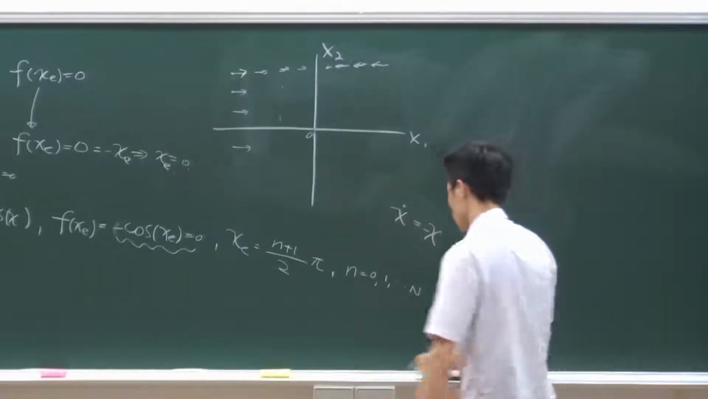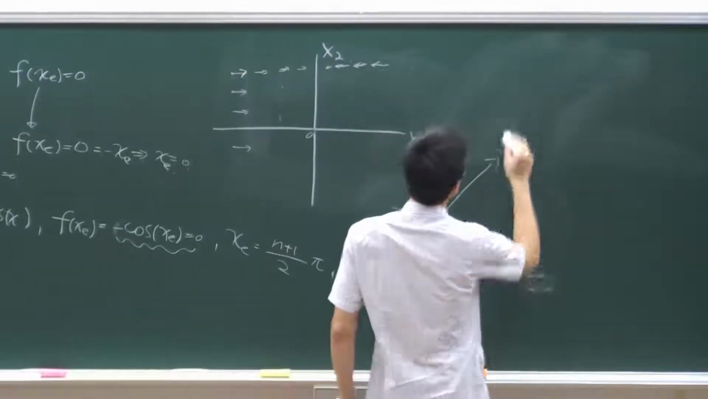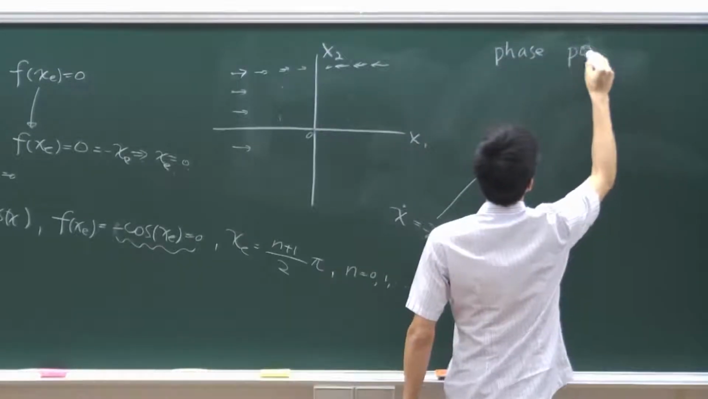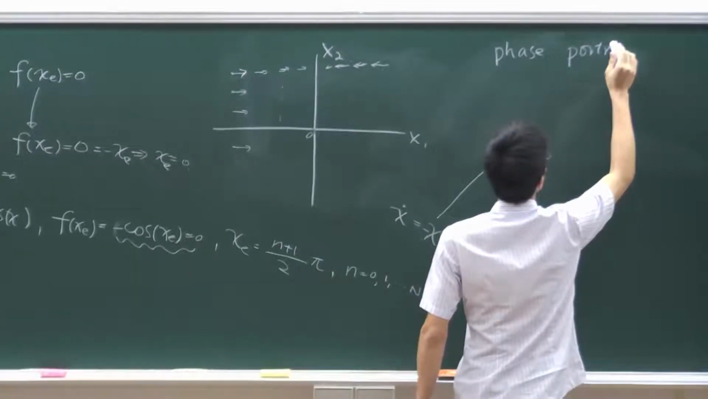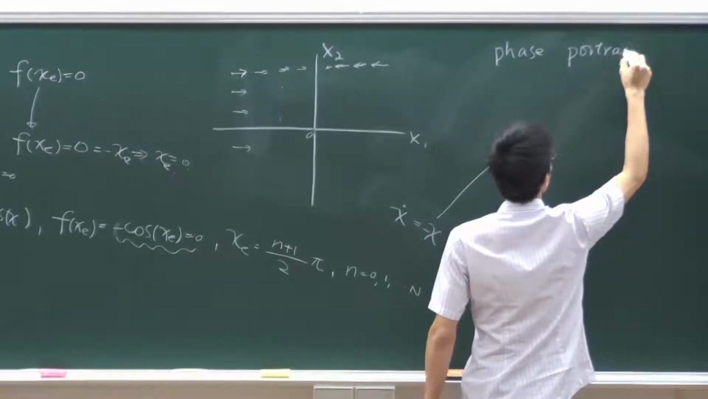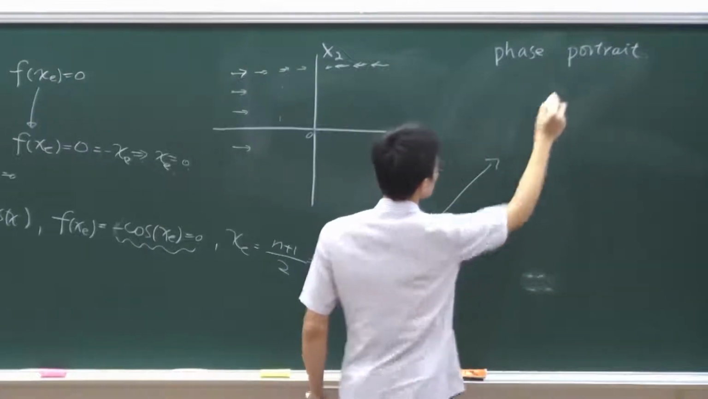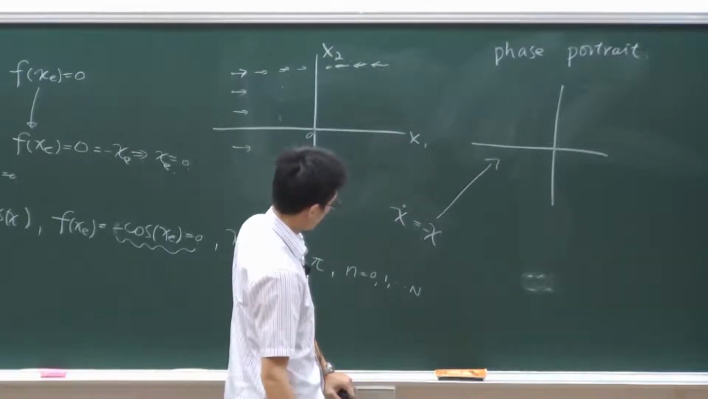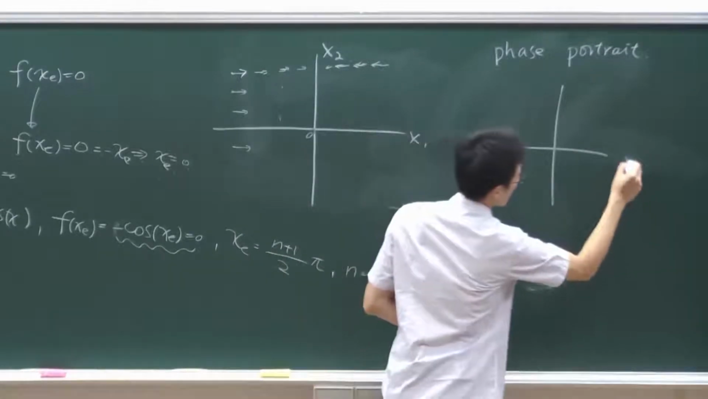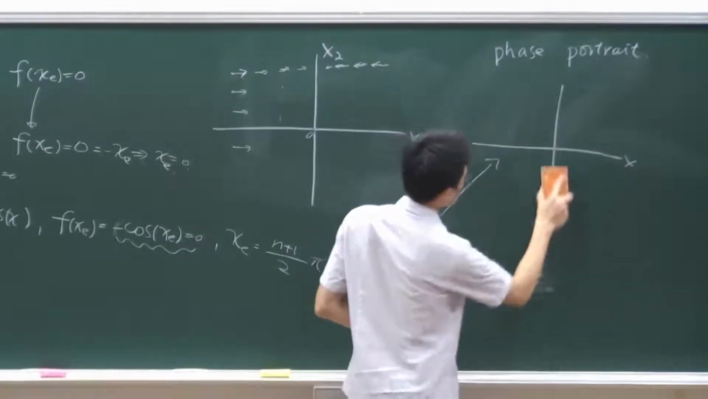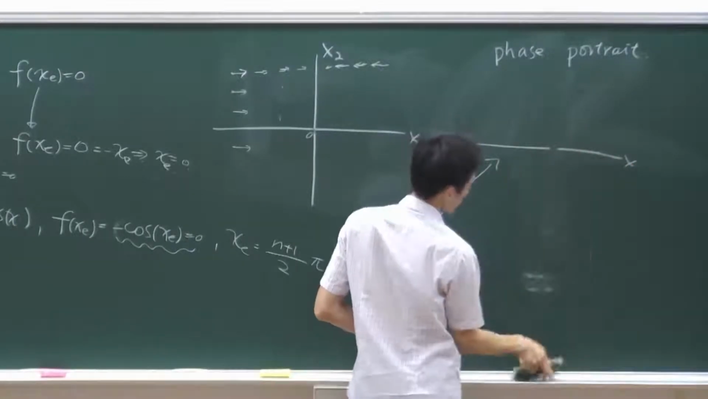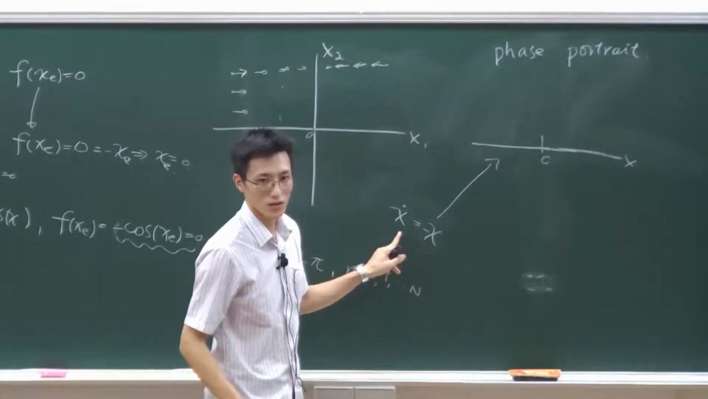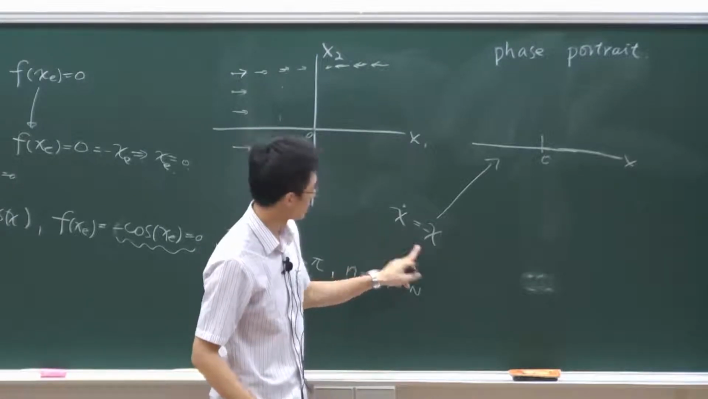Let me keep this one. So the phase portrait for this is, so let's first try the 1D case. Zero is here. It's only one variable. It's just x, not x1, x2. Okay, so it's a 1D case.